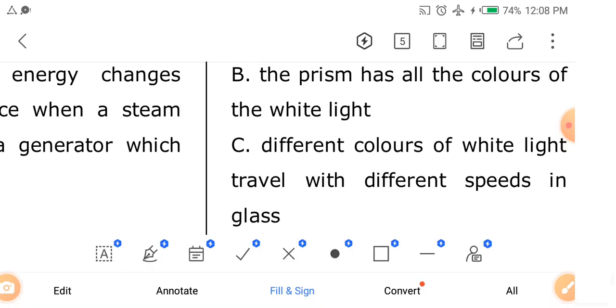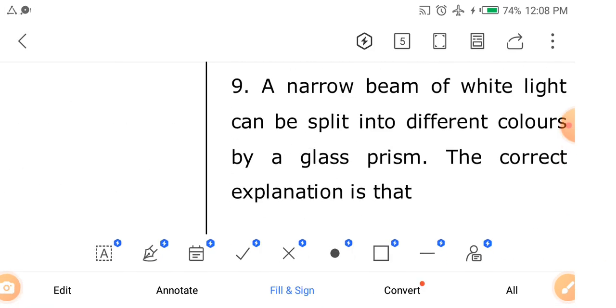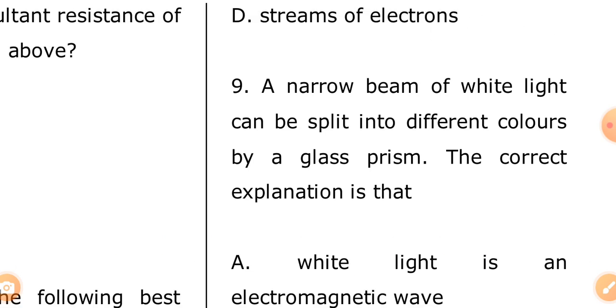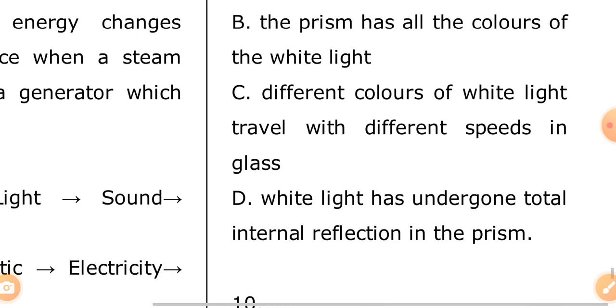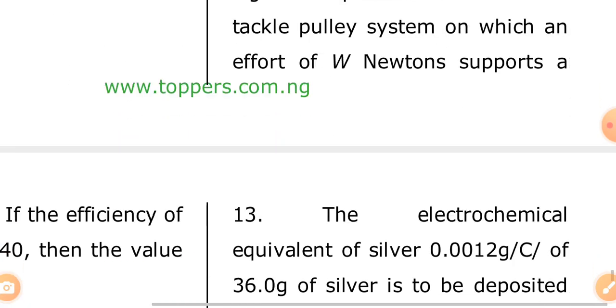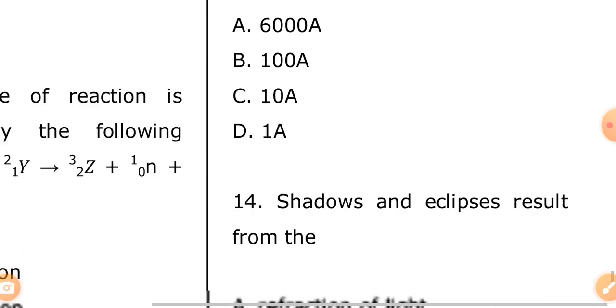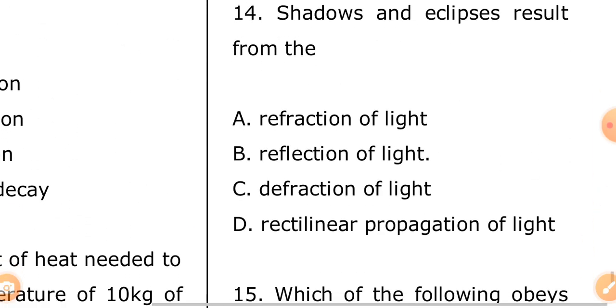Do you get it? Remember the question. A narrow beam of white light can be split into different colors by a glass prism. The reason is that different colors of white light travel with different speed in glass. This is very, very important. The more you watch these things, this question I give you, the better.